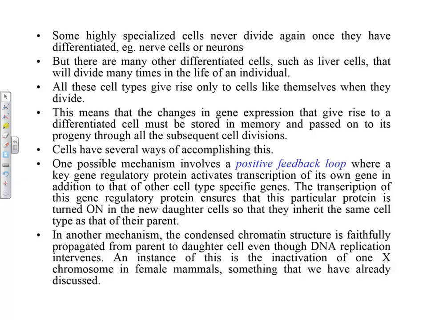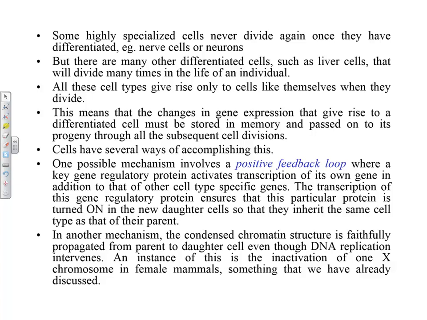Now, some highly specialized cells never divide again once they have differentiated. For example, nerve cells or neurons never divide. But there are many other differentiated cells, such as liver cells, which will divide many times in the life of an individual. All these cell types, however, give rise only to cells like themselves when they divide. This means the changes in the gene expression that give rise to a differentiated cell must be stored in memory and passed on to its progeny through all the subsequent cell divisions. And cells have several ways of accomplishing this.